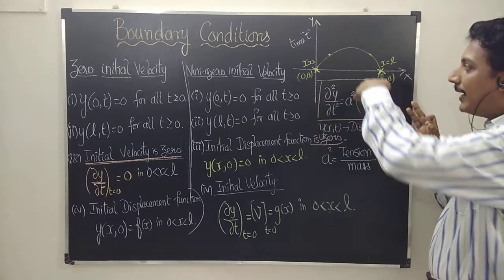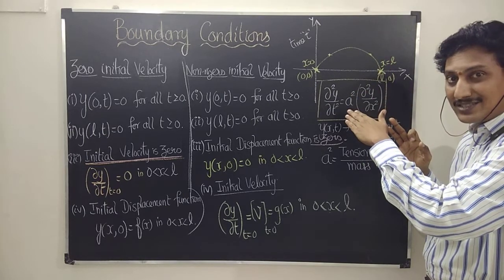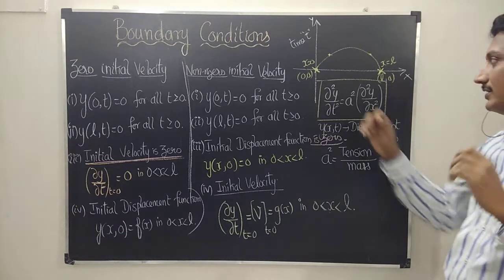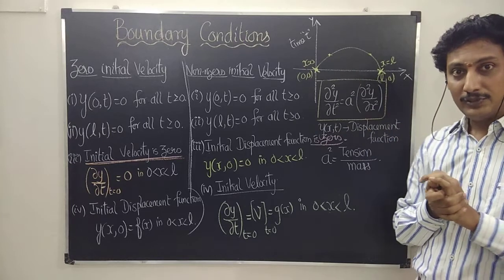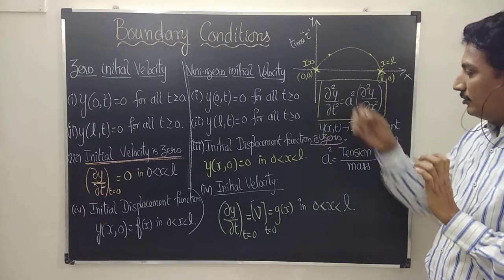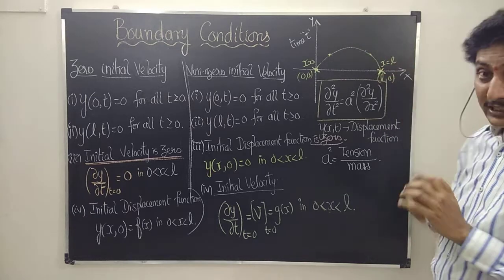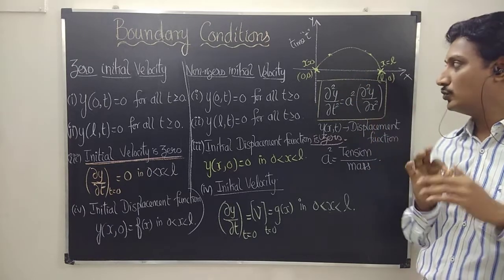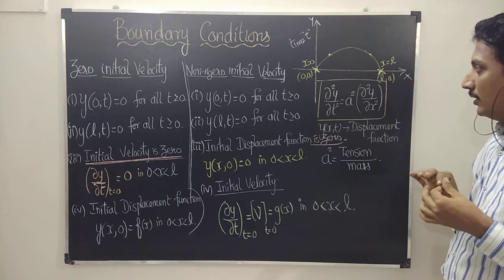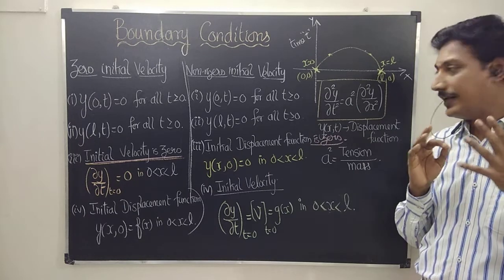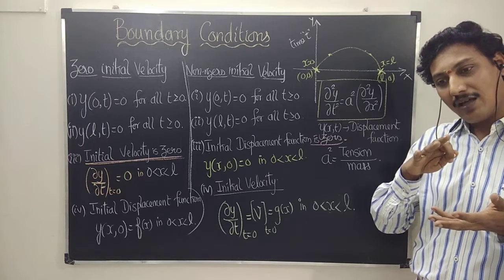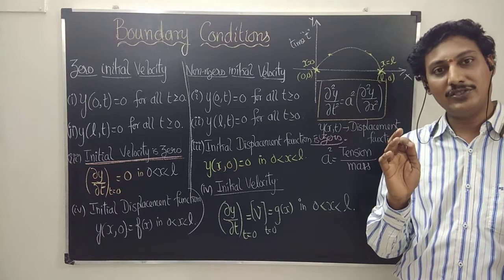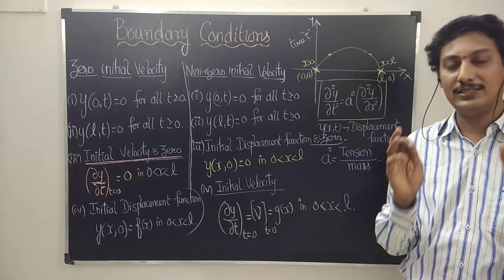Clear? And we may allow the string to vibrate transversely, strictly in the xy plane, so that each and every particle of the string moves strictly vertically. So that we have to find the displacement of the string during the subsequent motion. That is the requirement. Now, in this case, when the string is vibrated, we can divide it into two special cases, depending on the velocity.